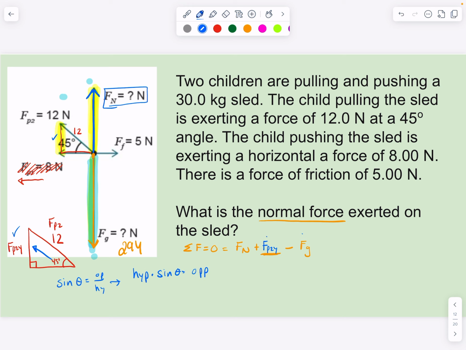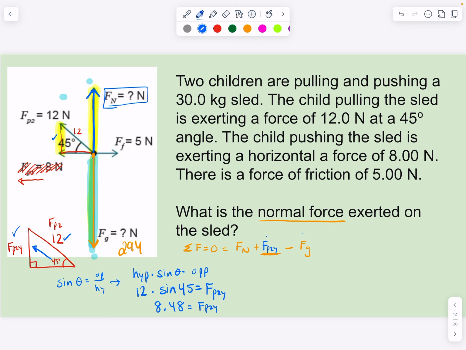So now let's put the numbers in, or the variables for what we know. The hypotenuse in this case is 12. The angle is 45, so we're going to say sine of 45 equals our opposite, which is what we're looking for, our FP2y value. So 12 times the sine of 45 is going to give me a value of 8.48, approximately that, for FP2y.